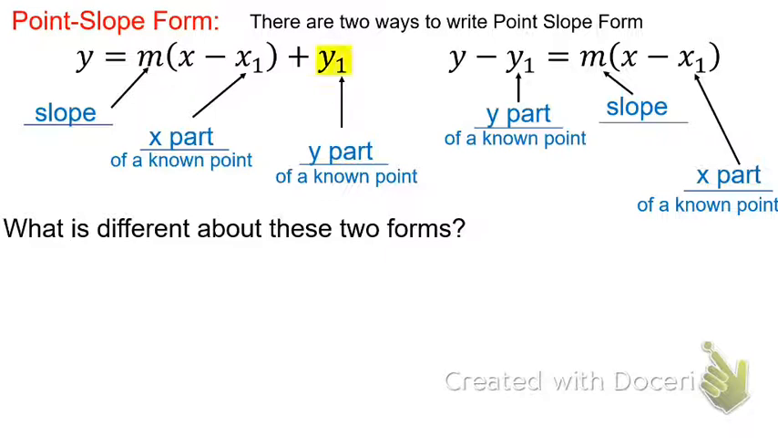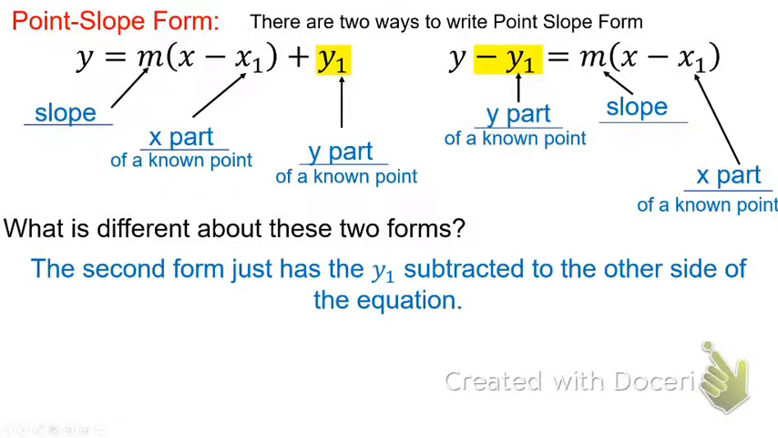Hopefully you just notice that the y1 has been subtracted to the other side. Instead of y equals m quantity x minus x1 plus y1, if we subtract y1 to move it to the left-hand side, we get the other form. So it's nothing more than the second form has y1 subtracted to the left-hand side of the equation. Again, Apex will tend to use the notation on the right-hand side, where typically we use the notation on the left-hand side because it's more useful.